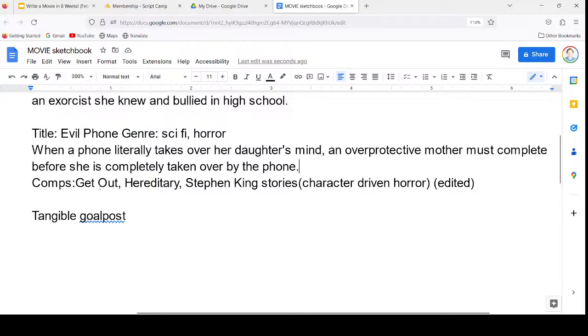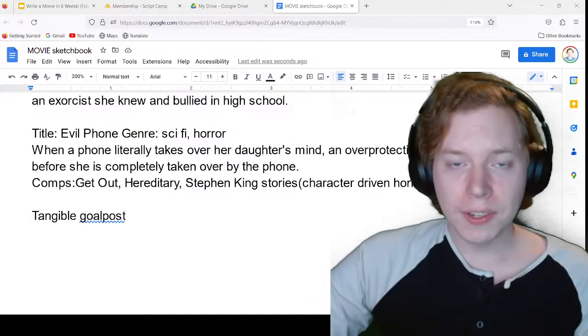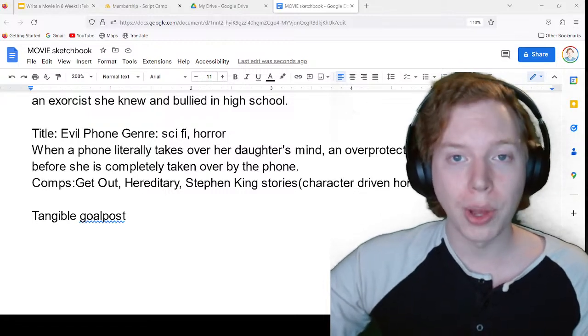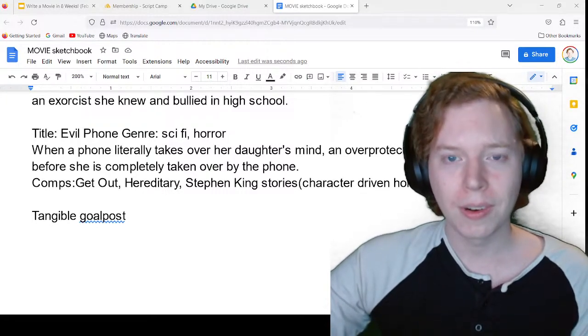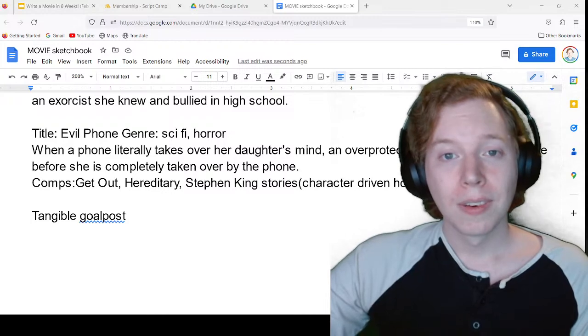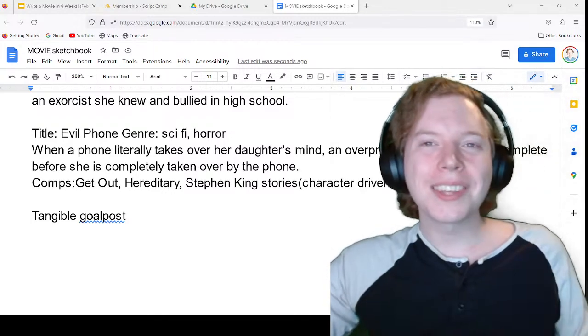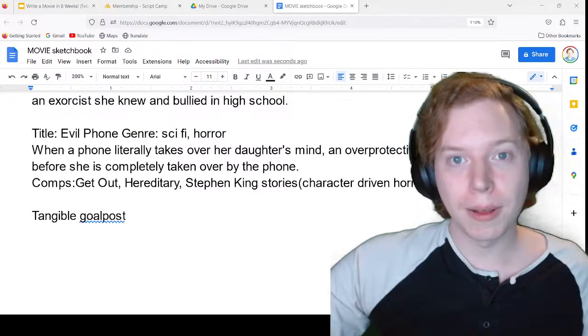The last thing is that your comps are really kind of jarring me out of this premise, because this sounds like a comedy to me. You listed Hereditary as one of your comps. Is that really the tone you're going for in a movie about an evil phone? Yeah, I was going full scary horror. I just think it doesn't work. I guess it just doesn't sound scary. It sounds funny is the problem.